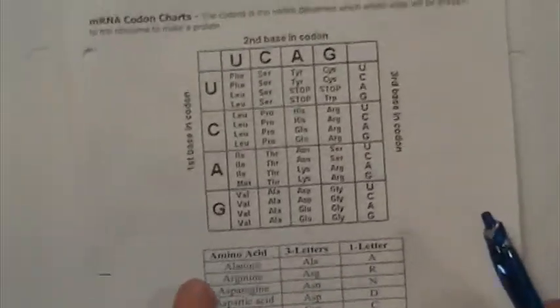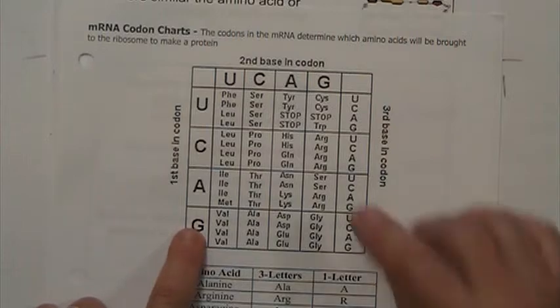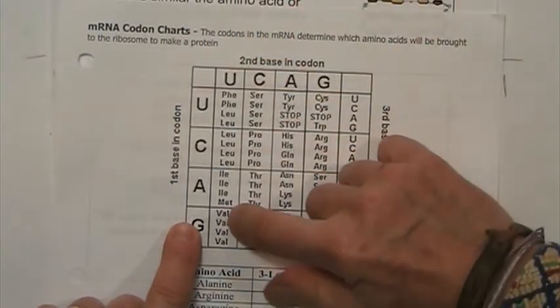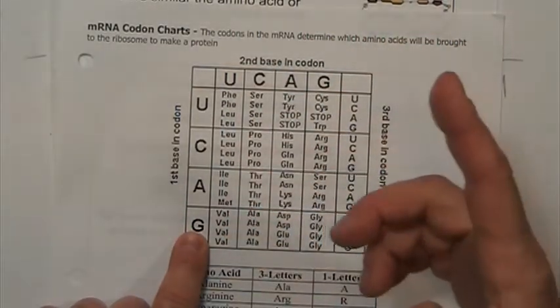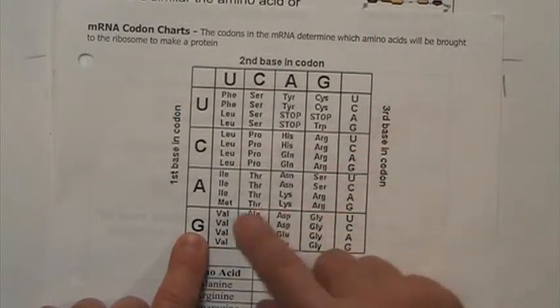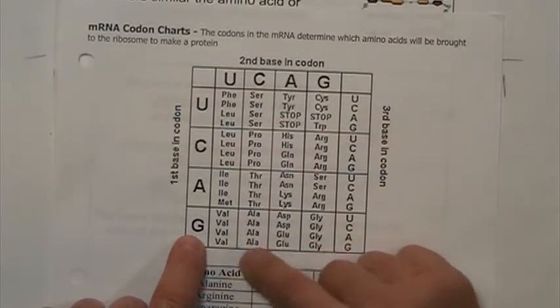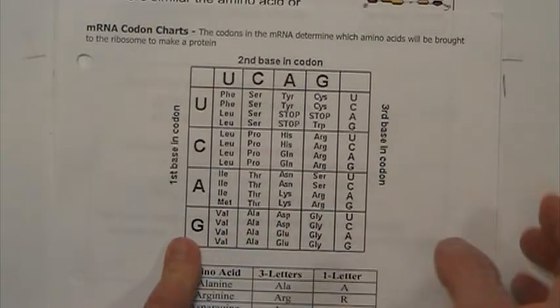I have here your chart. If I go G-U-U, valine, G-U-C, it's a different sequence, but I still get the same amino acid. G-U-G, different sequence, but I still get the same amino acid.